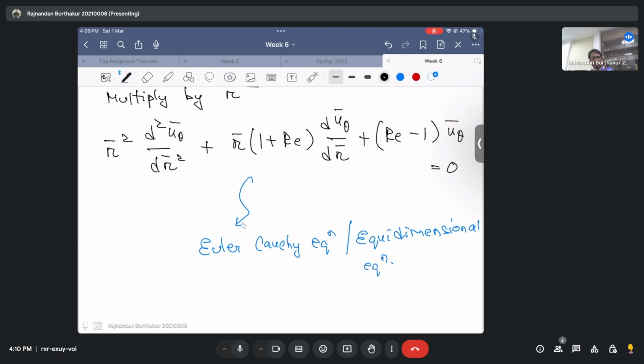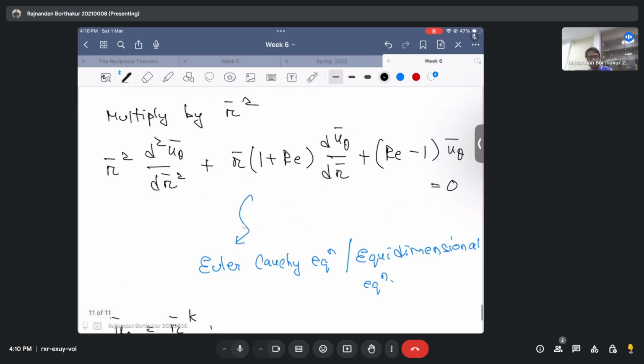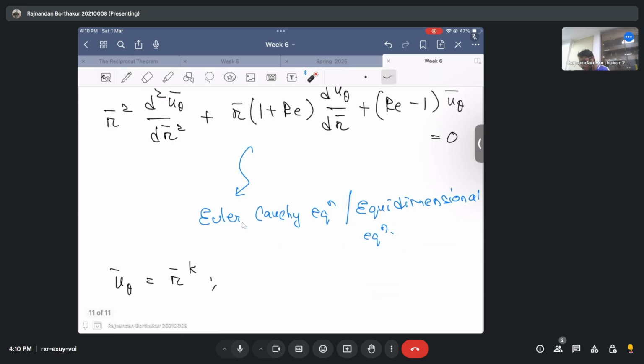Okay, now since we got a familiar equation, the Euler-Cauchy equation, we know what form of u theta will satisfy it. We know that u theta bar will be some form of r bar to the power k, because this is the way of solving the Euler-Cauchy equation. So we'll assume that u theta bar is of this form, r bar to the power k. If you recollect, this form is taken because the dimensions of these terms are the same, which means we'll end up getting an algebraic equation in k, and we will see that.